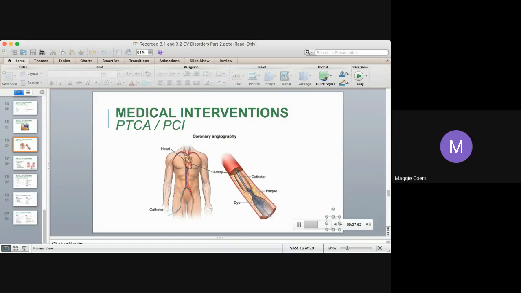So you see where the cath is going into the groin area there, how it's snaked up into the heart, into the actual vessel, the catheter placed there, the dye, and how it moves past that plaque buildup, or that atheroma. All right, so coronary angiography or cardiac cath, those words are often used interchangeably.